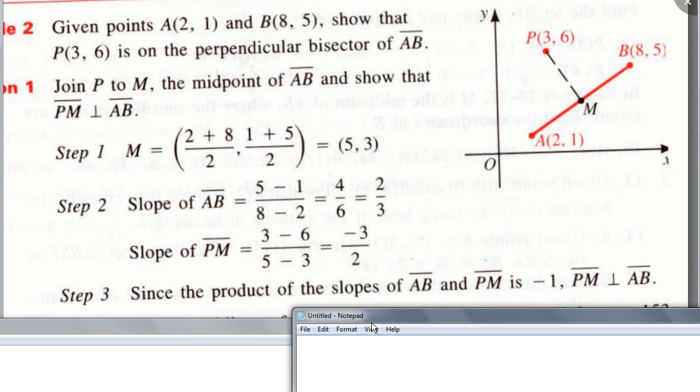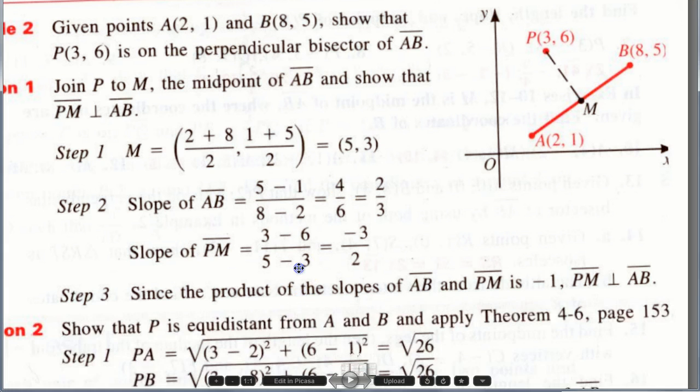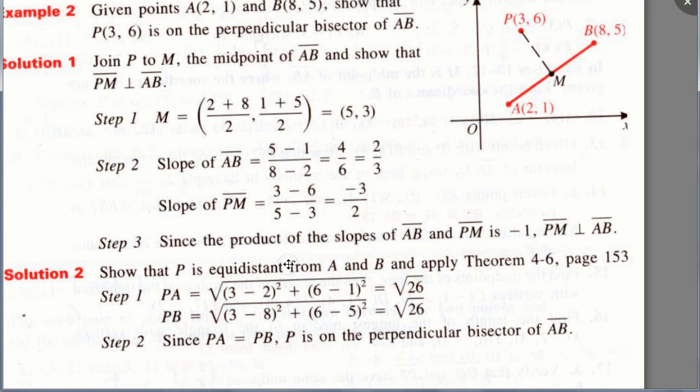Could we do that too? What would you use to figure out the distance? You use the distance formula, right? And if you did, you would have gotten that the distance is rad 26. So you could have done it this way. It doesn't matter. There are two methods of showing that P is on the perpendicular bisector of AB. Any questions? Which method do you like better? The first one? Okay. Does that make sense? Are we good? All right.